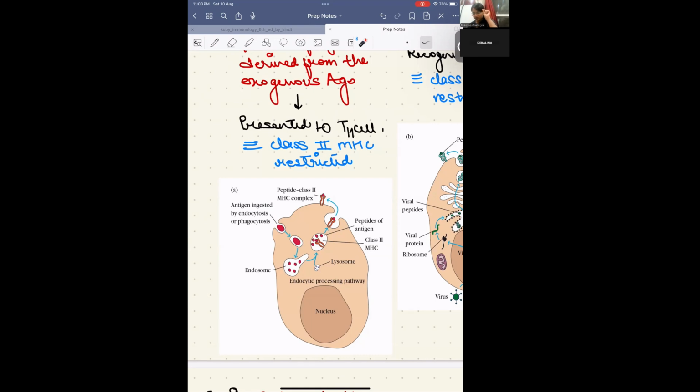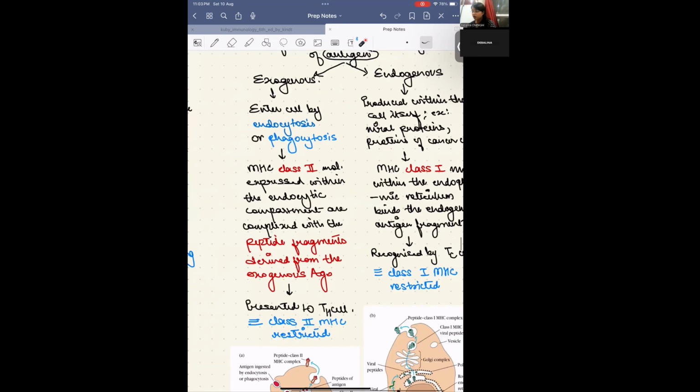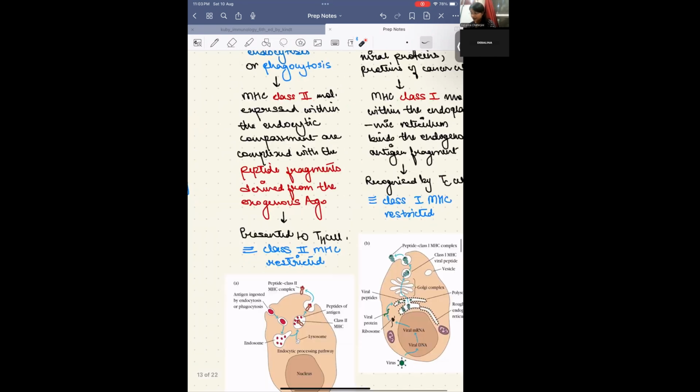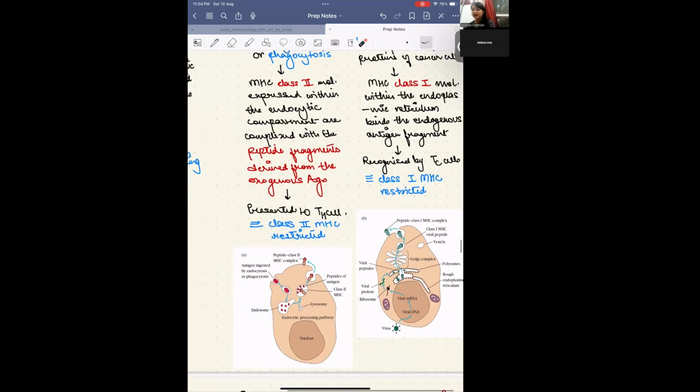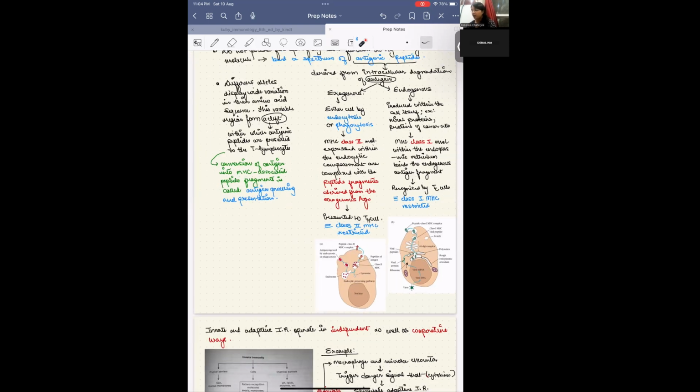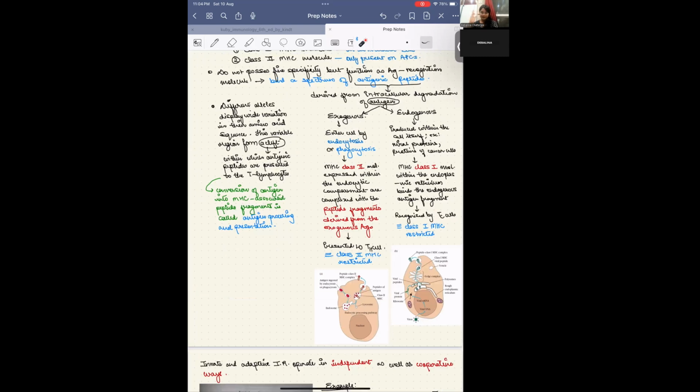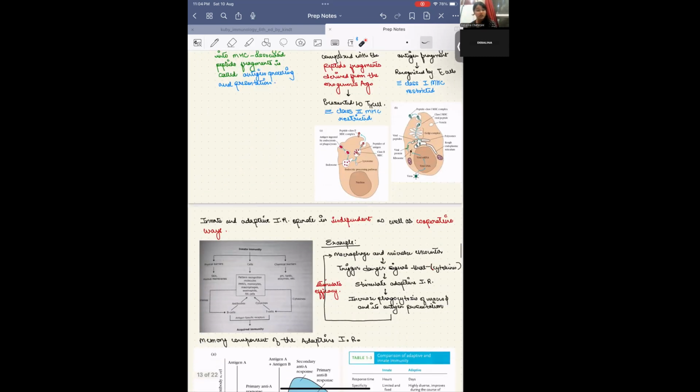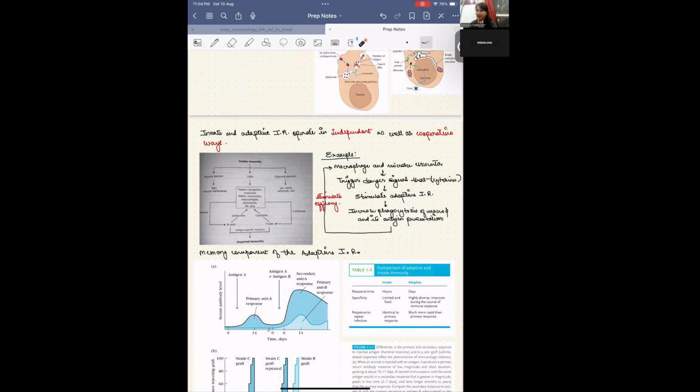Some part of a specific peptide fragment is going to get a chance to complex with the class 2 MHC molecule, and that is how they're going to come out and get presented as a complex with the class 2 MHC molecule. So MHC class 2 molecules, which are expressed within the endocytic compartment, are complexed with the peptide fragments derived from the exogenous antigen, and they are now presented to the T helper cells. So the T helper cells are also called class 2 MHC restricted. Okay, so that is the discussion about the MHC molecule. And with this, we finish learning about the receptors of the adaptive immune system.